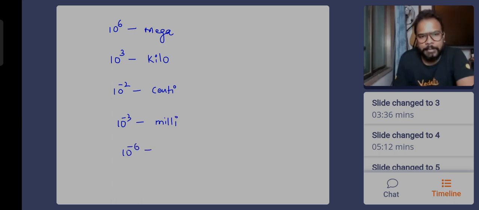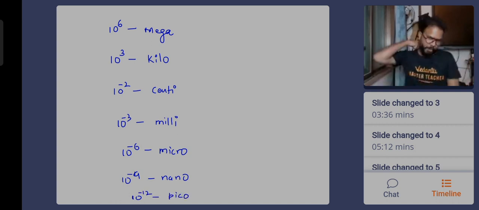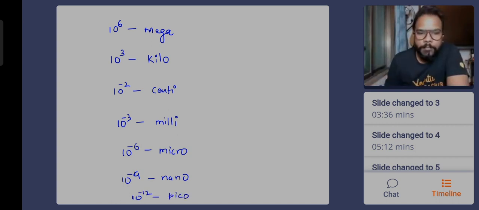10 to the power -6 is micro, and 10 to the power -9 is nano, और 10 to the power -12 is pico. Pico काम आएगा लास्ट चैप्टर ऑफ फिजिक्स में. हाँ, 10 to the power -10 भी काम आता है एक्चुअली. एंगस्ट्रॉम, नॉट एंगस्ट्रॉम, एंगस्ट्रॉम.